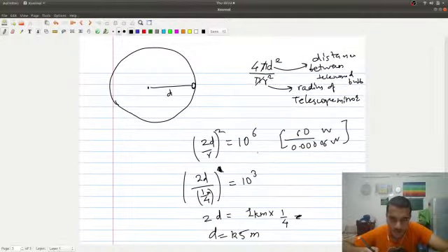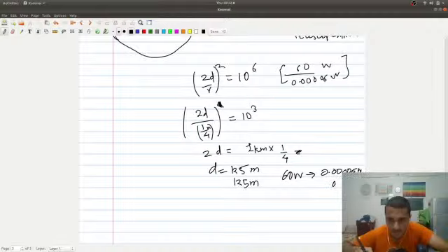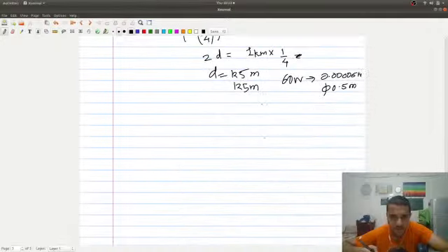Anyway, this is how far the bulb is, and you can see that in just 125 meters, the 60 watt is reduced to 0.00006 watts on a 50 centimeter diameter mirror. This is the symbol for diameter. Okay, so I hope this is understood.